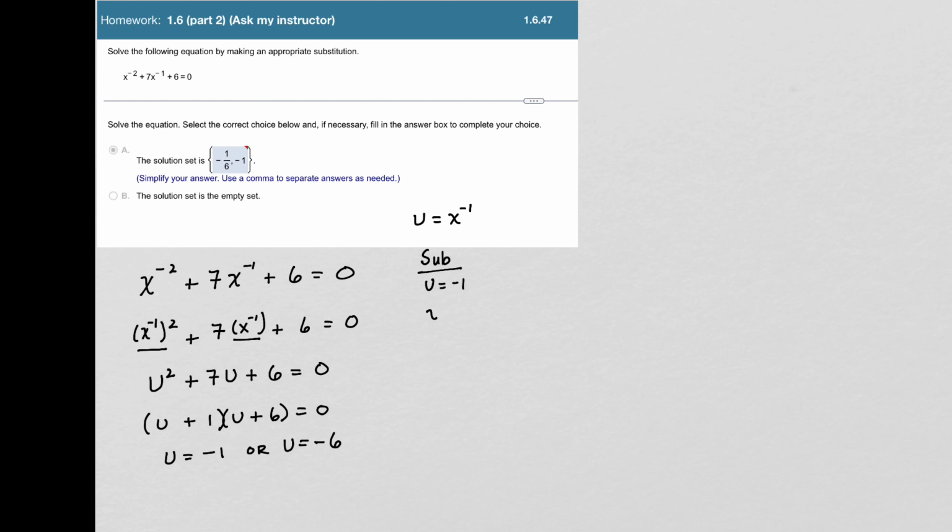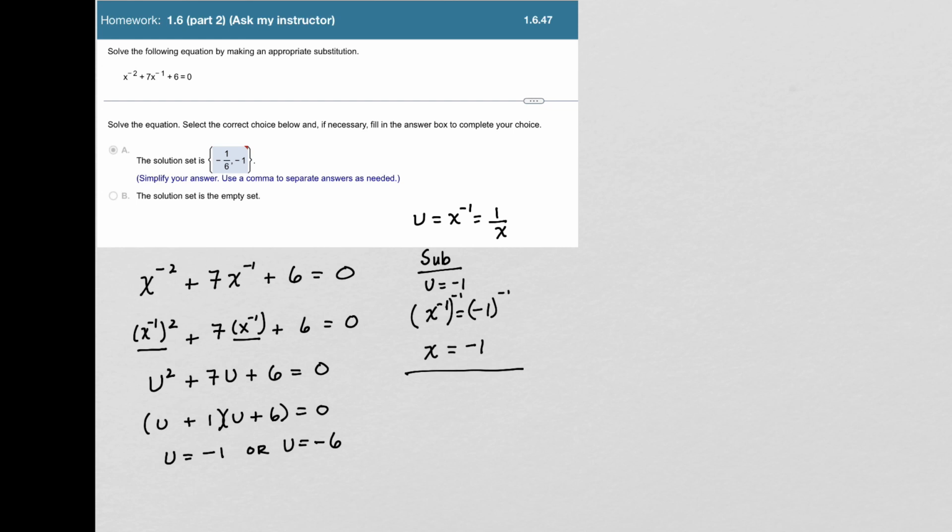So that means that x to the negative 1 equals negative 1. And x to the negative 1 is the same thing as 1 over x. It's the reciprocal. So if I raise both sides of this equation to the negative 1 power, then all I'm doing is I'm taking the reciprocal of both sides. And x to the negative 1 to the negative 1 is just x. And negative 1 to the negative 1 power is still negative 1. The reciprocal of 1 is just 1, and it doesn't change if that's a negative. So we've got x equals negative 1.